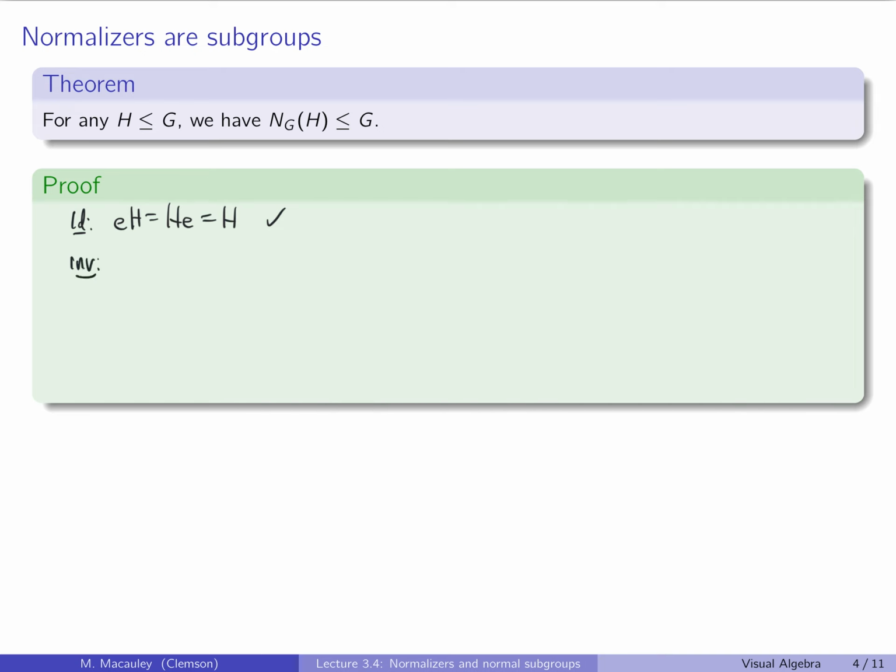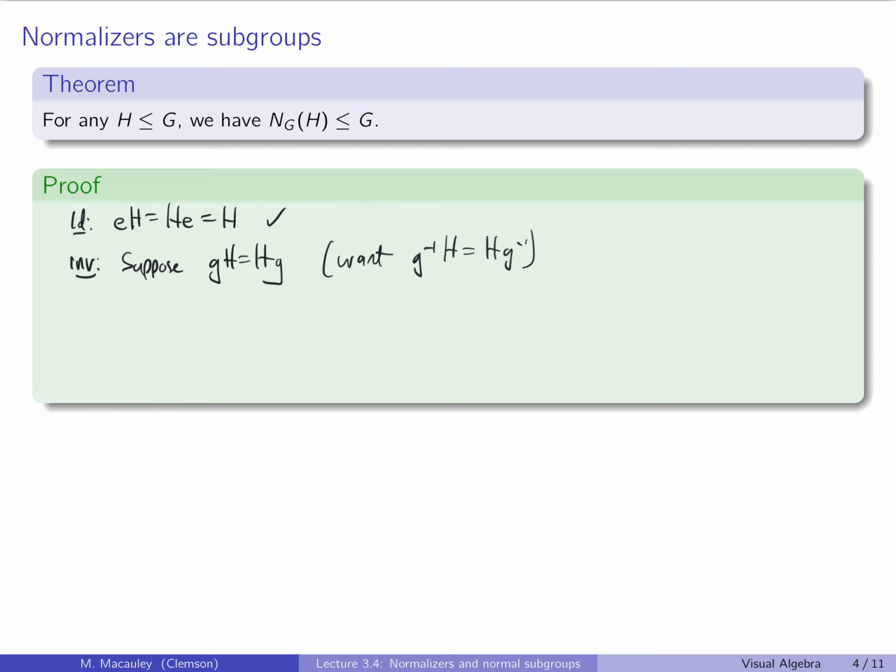What about inverses? So let's suppose that GH equals HG. In other words, that G normalizes H. What do we want? Let's write that down. We want to show that G inverse H equals H G inverse. Okay, how do we show that? Well, we're going to take this and multiply on the left and on the right by G inverse.